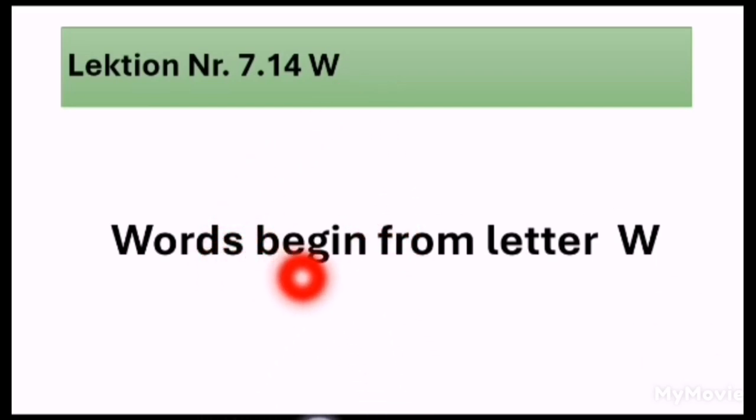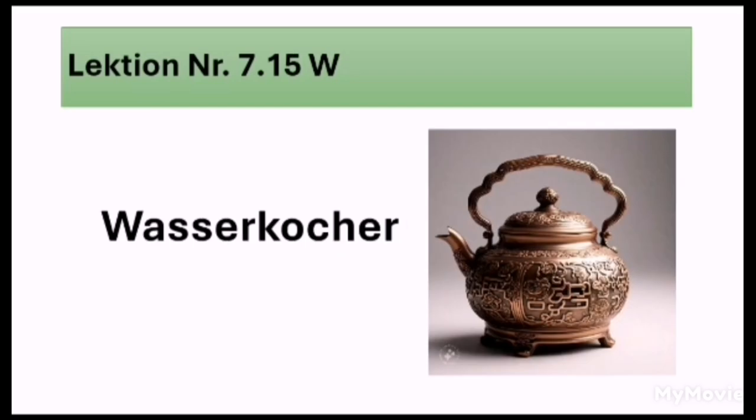And now the next letter, words begin from letter W, but in German it is W, not W. W, Wasser, Kuche. Wasser means water. Kuche means the thing in which we can cook something, okay? Wasserkuche. Kettle, okay?